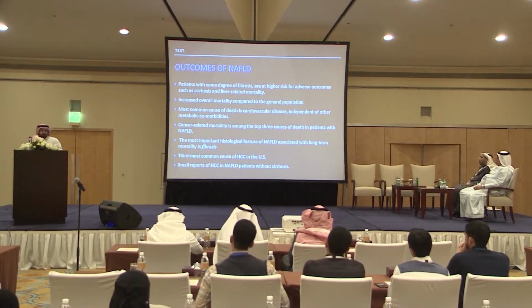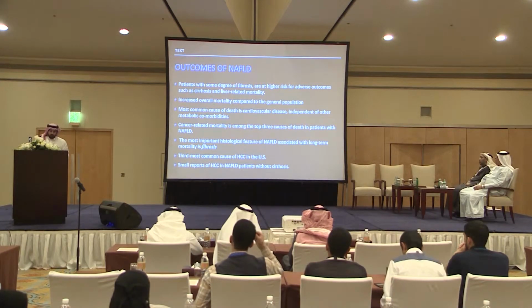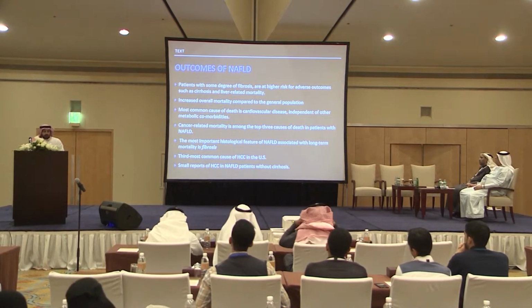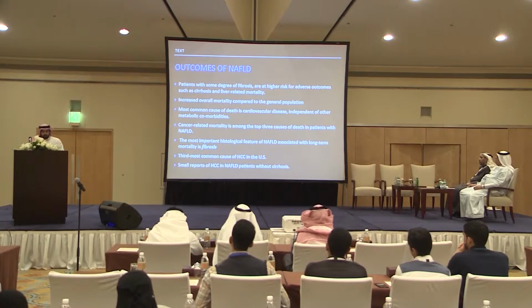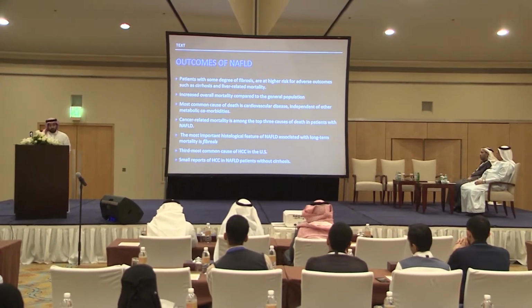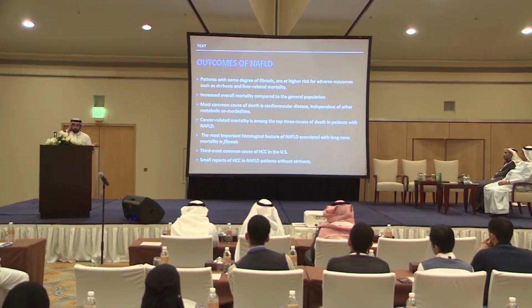So what are the outcomes of fatty liver disease? One key factor is fibrosis. Fibrosis plays a very big role in these patients. If you have fibrosis, you are at higher risk of having adverse outcomes and increased mortality. These patients usually have an overall mortality rate increased compared to the general population. The most common cause of death in these patients is cardiovascular disease, independent of the diabetes, hypertension, all that disease associated with metabolic syndrome.